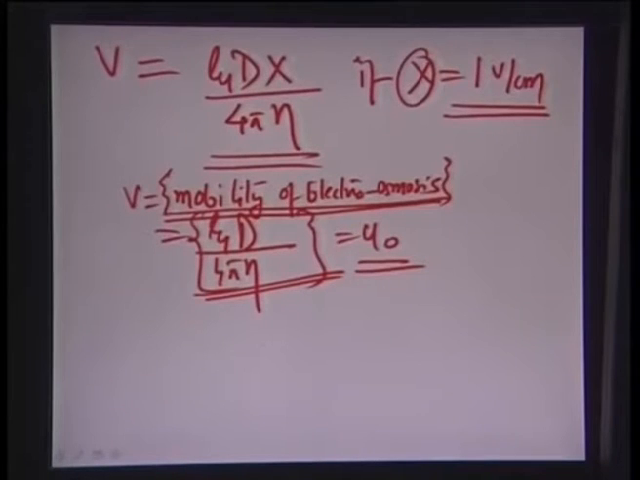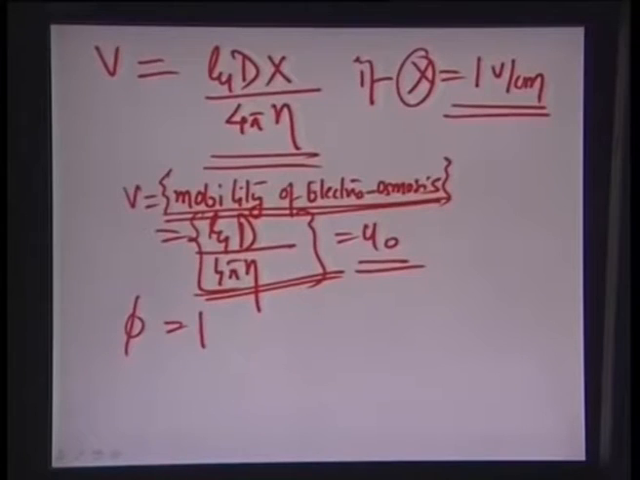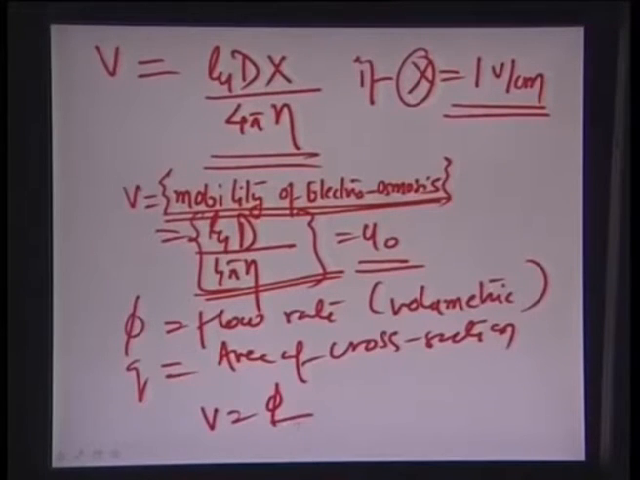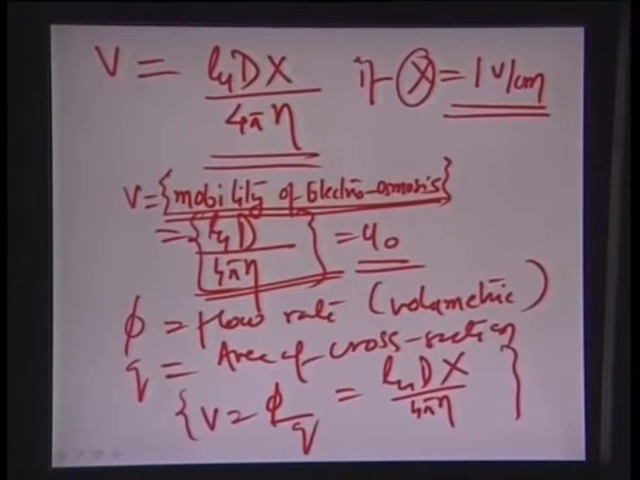And we can further do some analysis, because when we talk about microflows and capillaries associated with these kinds of flows, we need parameters like the flow rate, okay. And velocity essentially is nothing but the flow rate per unit area, as we all know from our fluidics background, right. So volume flow rate divided by some area would represent the velocity. So here also, if we assume phi to be the volumetric flow rate, and small q to be the area of cross section of the small capillary, okay. So therefore v essentially is phi by q, right, and that comes out to be zeta dx by 4 pi eta.